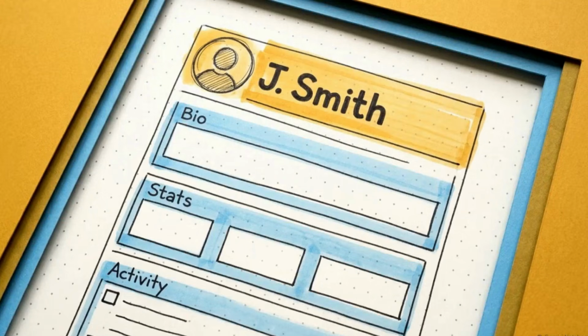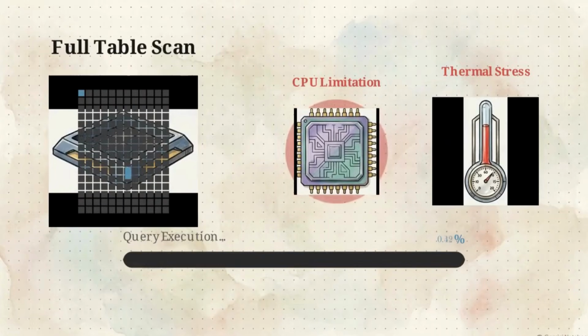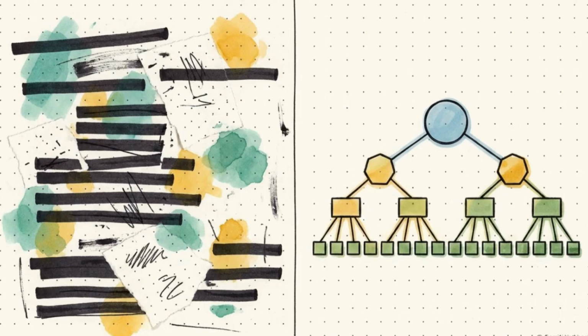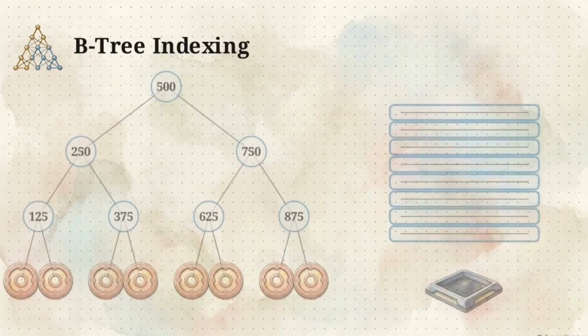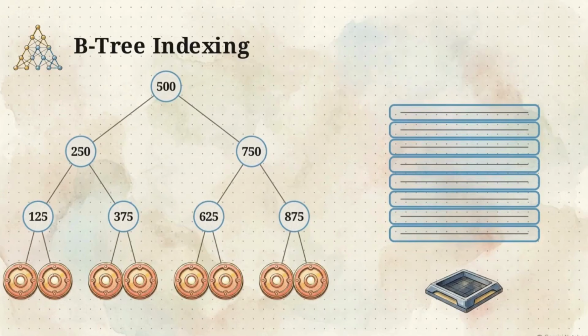Yet when you search for a specific user on a major platform, the result appears instantly. You can't achieve that speed by just throwing more raw computing power at a full table scan. You have to restructure how the data is organized from the ground up. This diagram shows a B tree, or balanced tree. It's the mathematical structure behind database indexing.